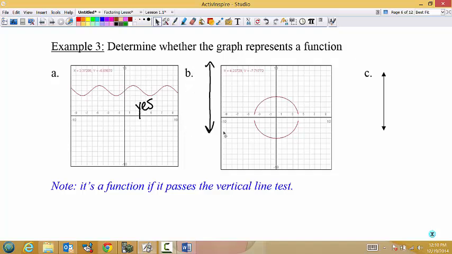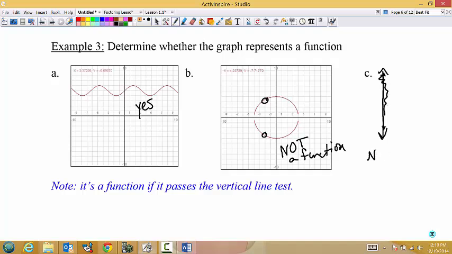What I mean by hit more than once, look right here. That's 1, 2 places that the graph hits the vertical line. If it hits the vertical line in more than one place, it is not a function. And if we look at C, it hits everywhere. By definition, everywhere is more than 1, so it would be no.